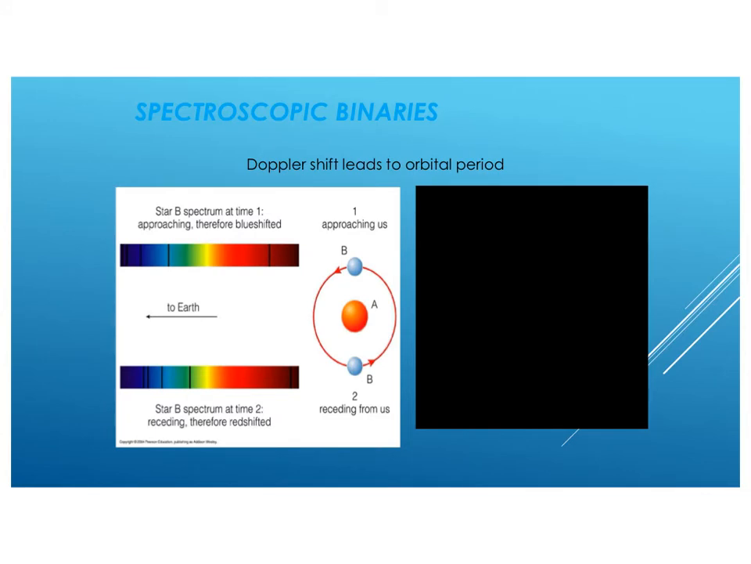What we see usually is a spectroscopic binary, and again I'll show you another video of this, but this is where we can use the Doppler shift and then interpret that to be able to infer an orbital period. So the Doppler effect as it applies to binaries again is if it is blue shifted, we would see it coming towards us, and if it is red shifted, we would see it receding from us.